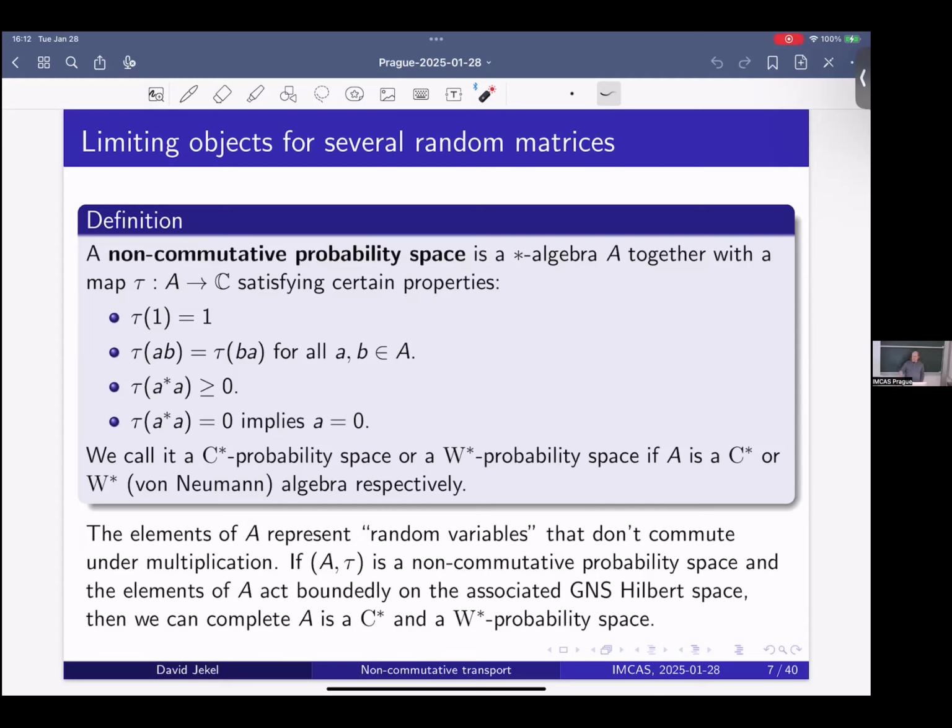Is it obvious at this point why you focus on tracial states as opposed to...? Yeah, so it is a valid question to study states that are not tracial.